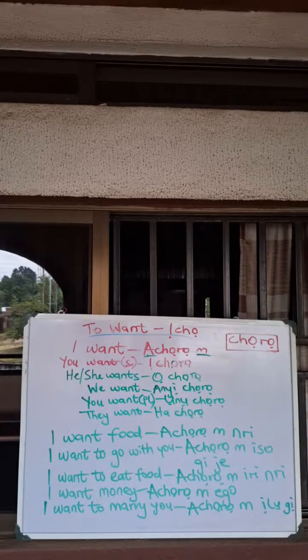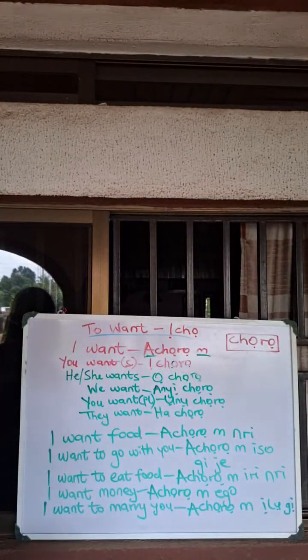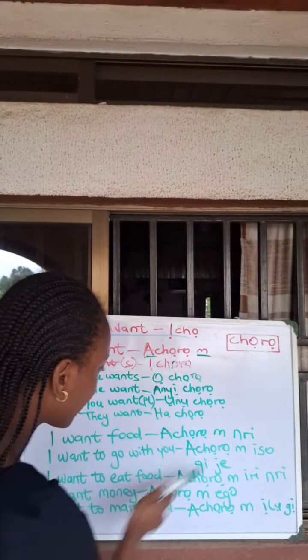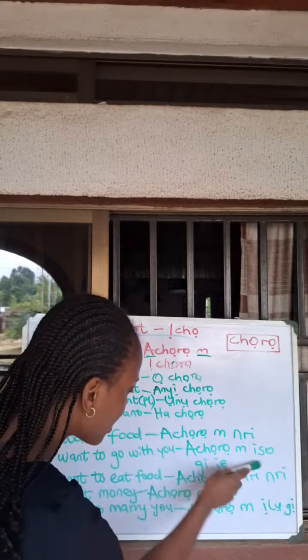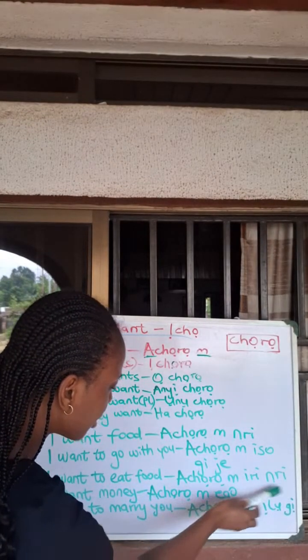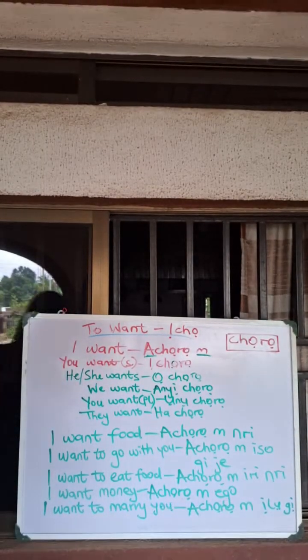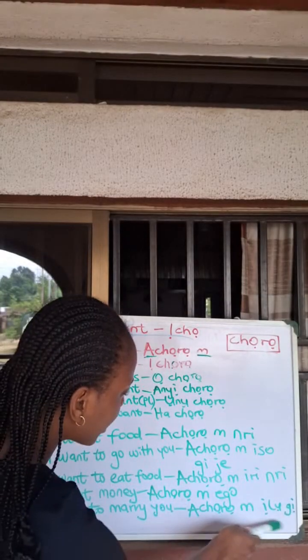I want to go on a honeymoon with you to Paris. Ha. This is a beginner class. That one is too long. Achọrọ m ịlụ gị. So you have achọrọ m nri. Achọrọ m iri nri. Achọrọ m ego. Achọrọ m ịlụ gị.